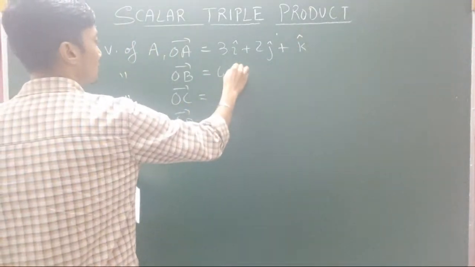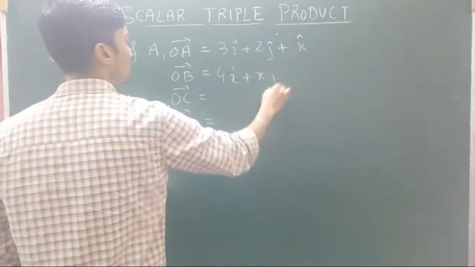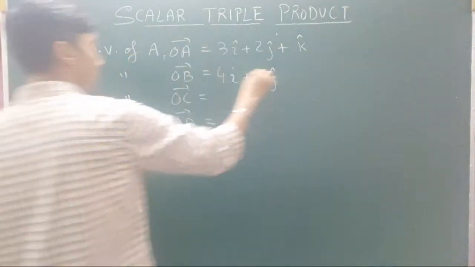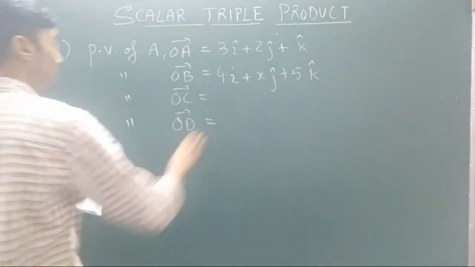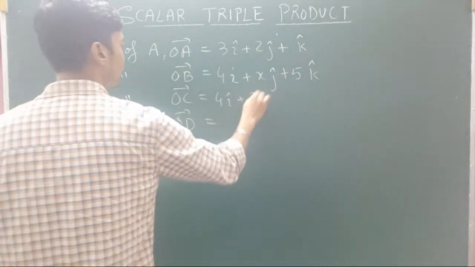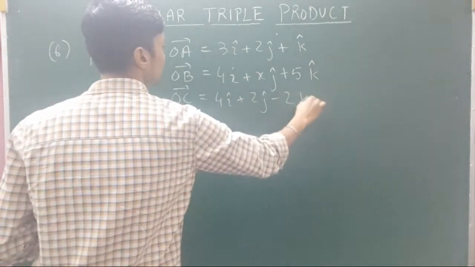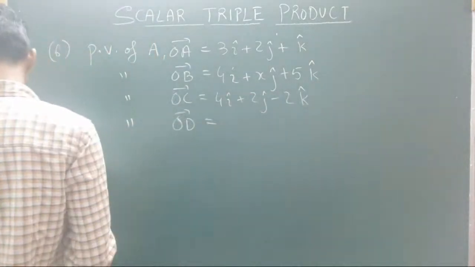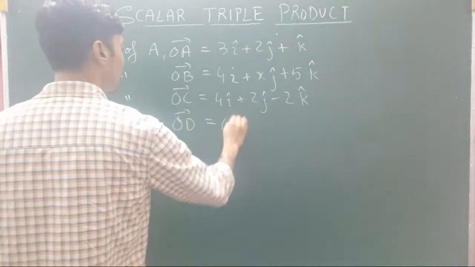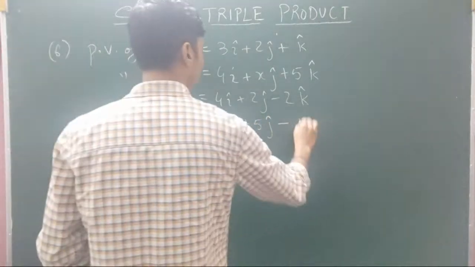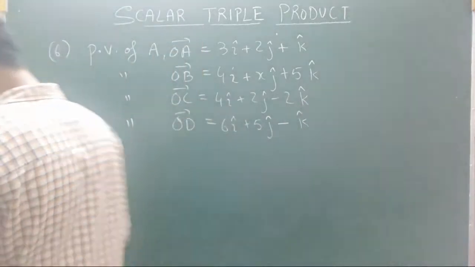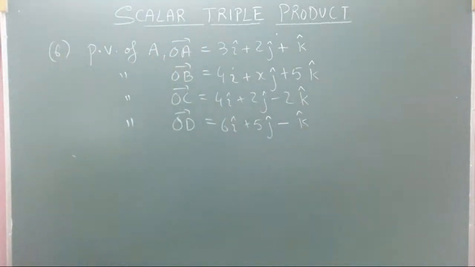4x, 5. 4, 2 minus 2. 6, 5. 6, 5 minus k.